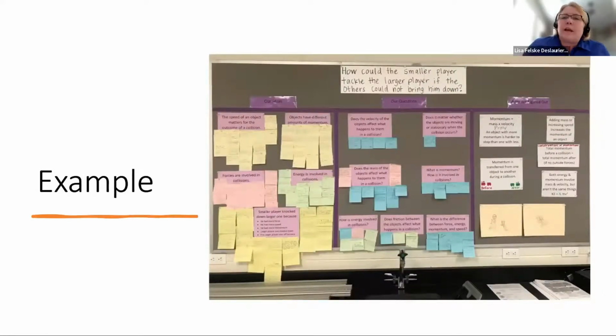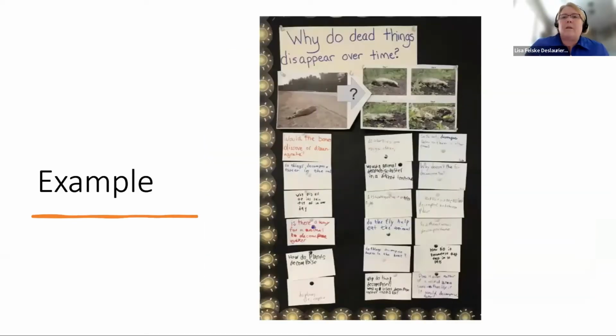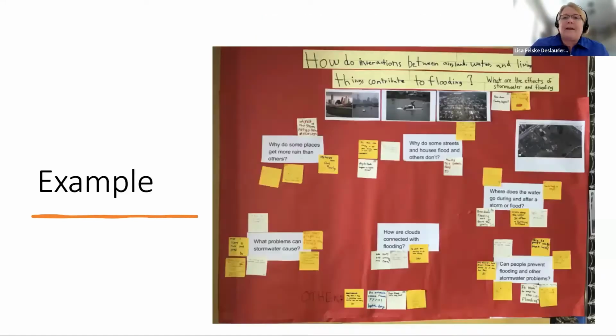This one's a little more elaborate, where their ideas are on the left, their questions are in the middle, and then what we figured out is at the other end. So it goes beyond the driving question board to the whole storyline here. But you can see you can cover a lot of different science just with this question. Here's another one: why did dead things disappear over time? And you can see the kids' questions that they have about that.